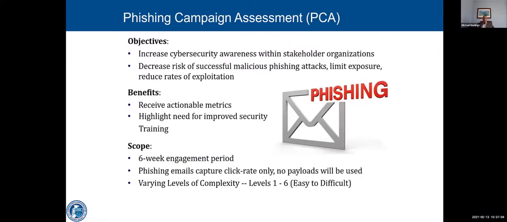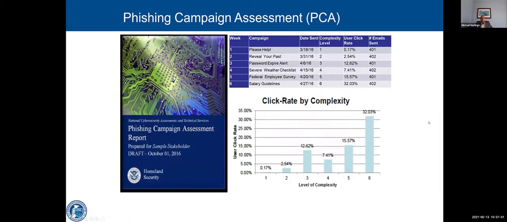From the national perspective, the national resource, we also offer a phishing campaign. This is at no cost, a 6-week engagement where the complexity of the phishing emails will go up. Over that 6-week period, we can assess, provide actionable metrics, and highlight where there's room for improvement in your organization as far as resisting phishing emails. Next slide, please.